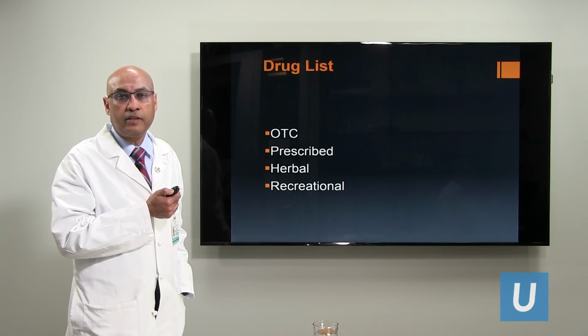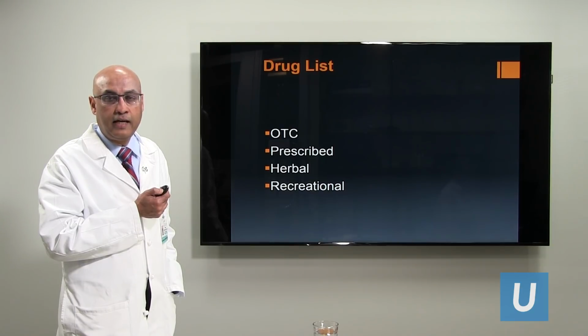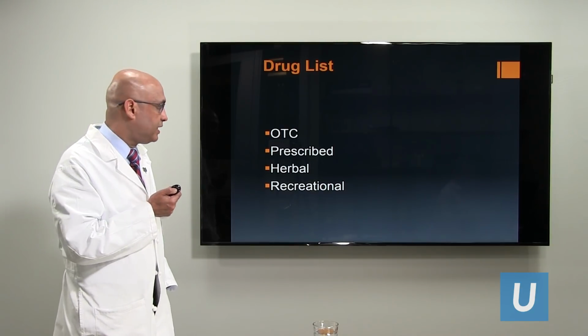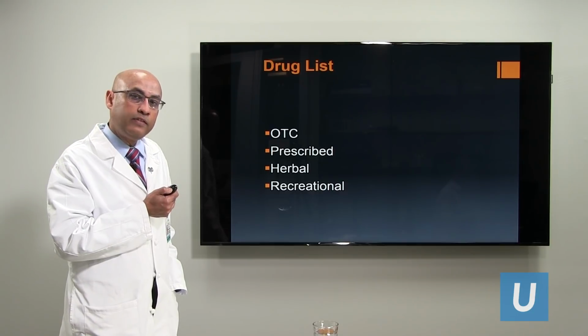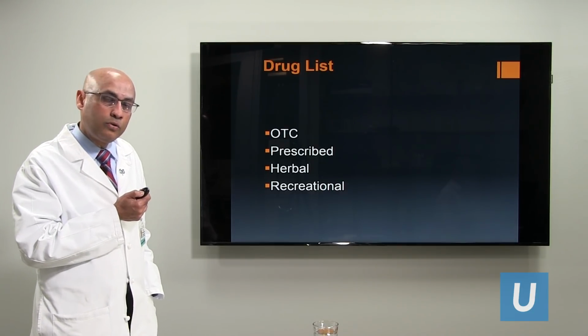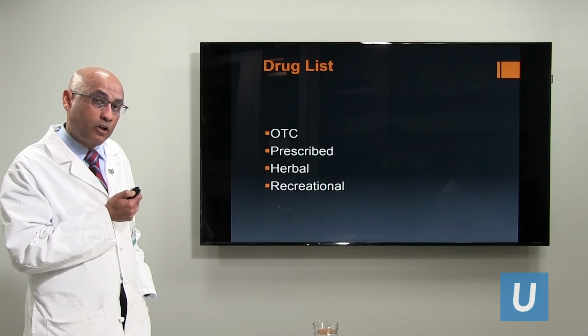And finally, last but not the least, is recreational medications. And marijuana, now becoming legal in a lot of states, is something that's coming up. And a lot of these substances that are quote-unquote used for recreational purposes can also be pretty harmful.